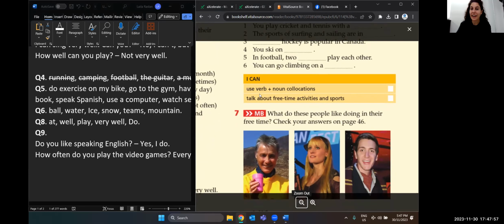Okay, so now we know how to use a verb with the correct noun. So remember, it's play football, play an instrument, watch film. So we have a verb and then the activity. So we know how to talk about free time activities and sports.